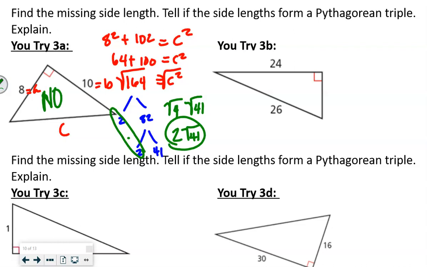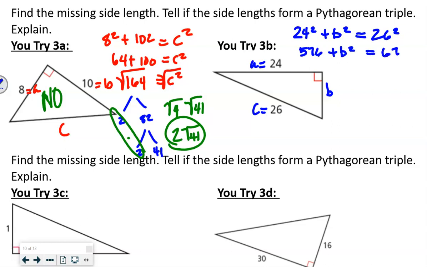Okay, so here's our next one. Once again, we're going to label our C first. C is equal to that 26. I'm going to make this our A, and this time this our B. So we're going to do 24 squared plus B squared is equal to 26 squared. So this is going to be 576 plus our B squared is equal to 676.